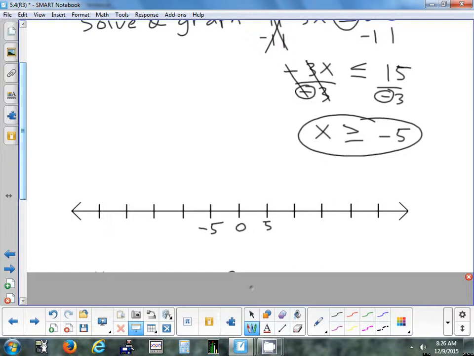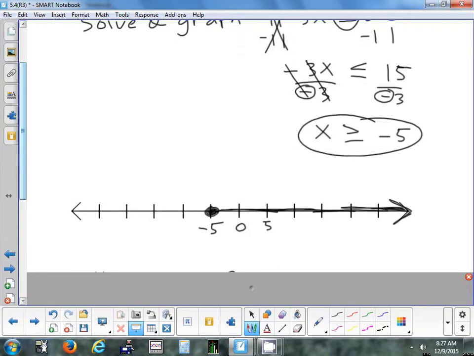All right, how about Zach? What do I do next? Put a closed circle on negative 5. Perfect. We're going to put a closed circle on negative 5. And my last step, about Gabe, what's my last step? Shading to the right. Yeah, we're going to shade to the right because that's the way the arrow points. Good.